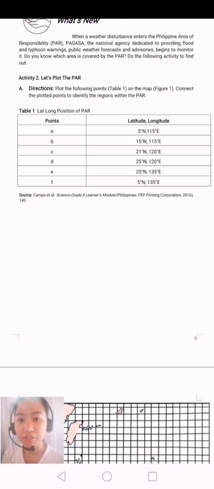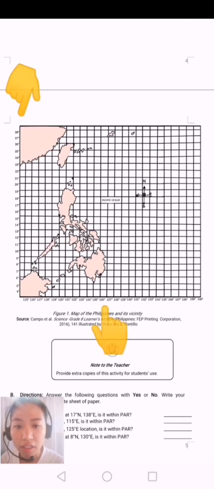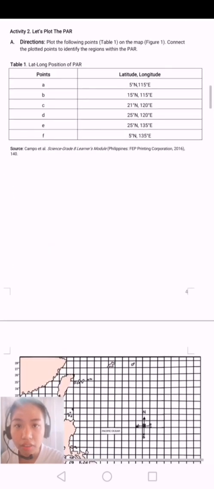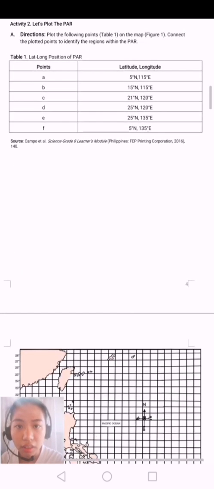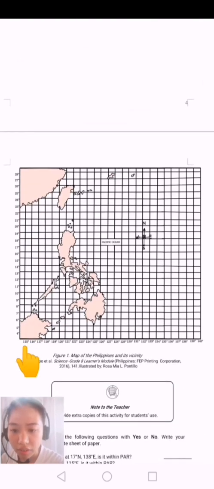Point A has 5 degrees north to 115 east. So here in the map, we have the different directions: the north, the south, the east, and the west. Given are the north and the east degrees. Point A is 5 degrees to the north. So we are going to plot where is 5 degrees to the north. Here it is. And 115 to the east. So this is the area of point A.